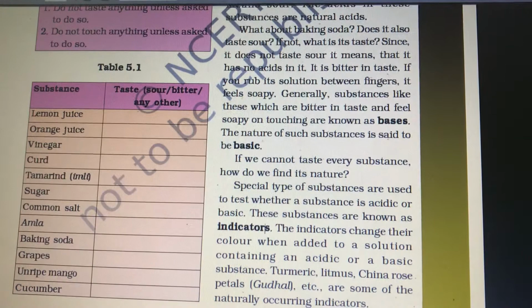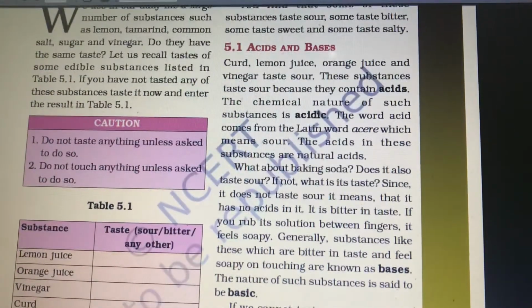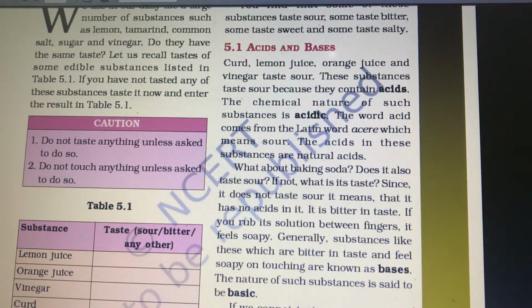Now let's start our topic, acids. Acids are substances which are chemical in nature, and the word comes from the Latin word acere, meaning sour. They taste sour like lemon, orange and vinegar. They are organic acids. They are present in natural things.